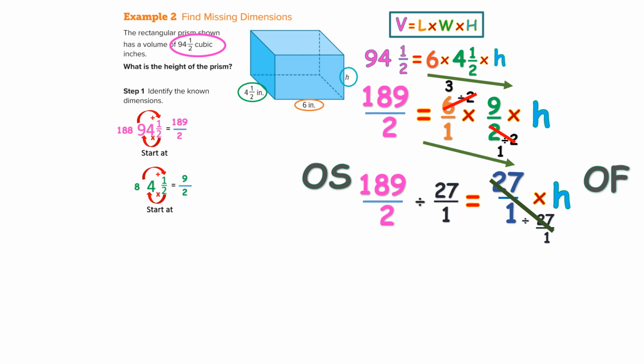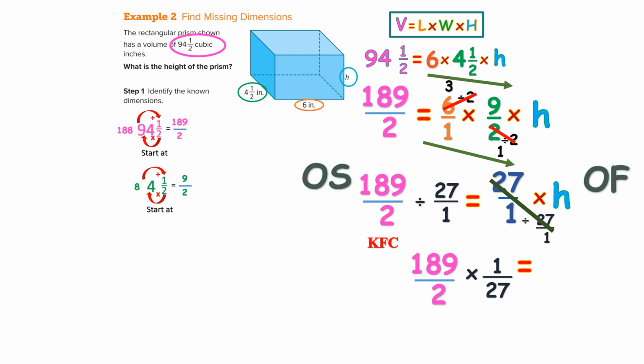So I'm going to go to my opposite side and divide by 27 over 1. And how do I do that? I can't, right? So we have to KFC it. Once again, KFC: the K tells me to keep my first fraction. I have 189 over 2. The F tells me to flip my second fraction. So I have 1 over 27 now. And then I change division to multiplication.